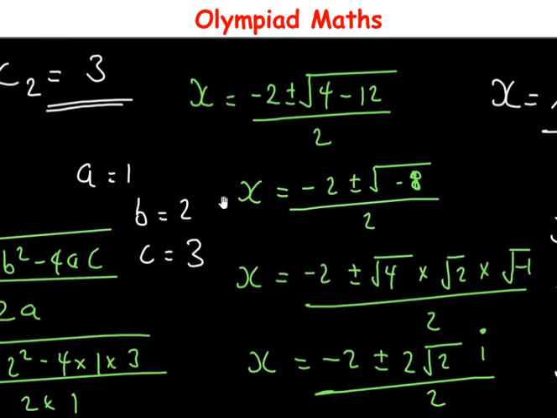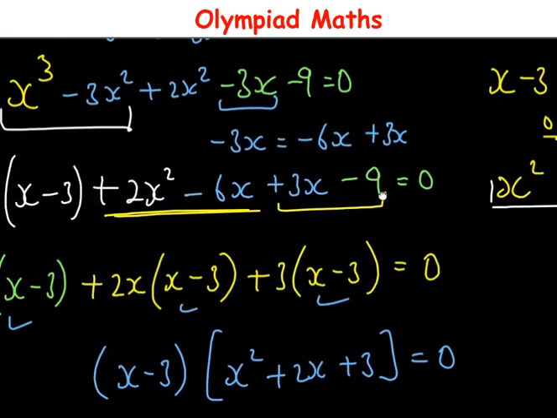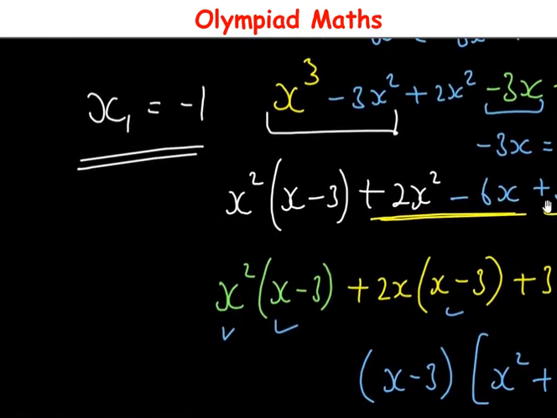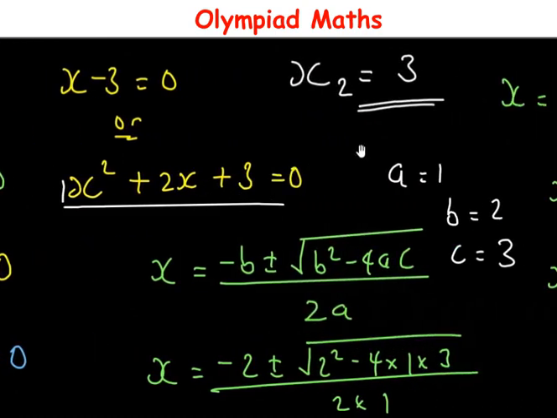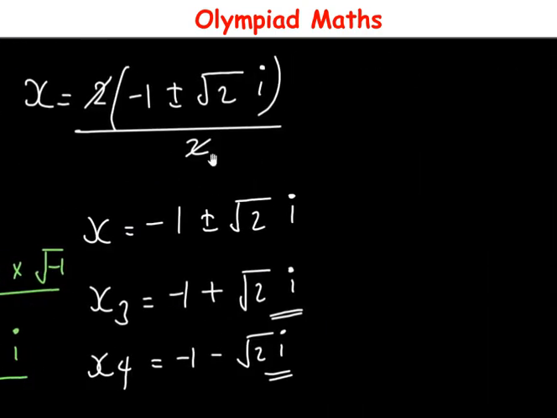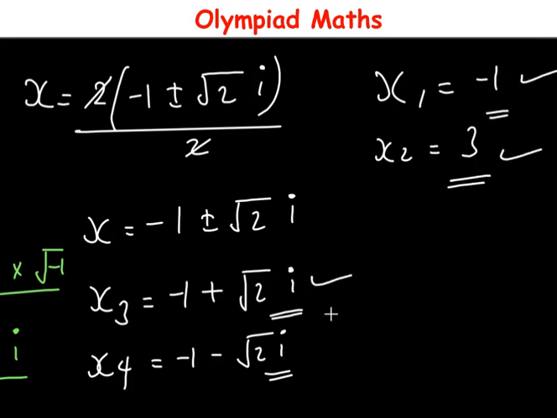While for the first solution, right here, the first solution is equal to minus 1, second solution is equal to 3. So putting this together, we have for x1 this equals minus 1, for x2 this equals 3. So these are the four solutions for the value of x.